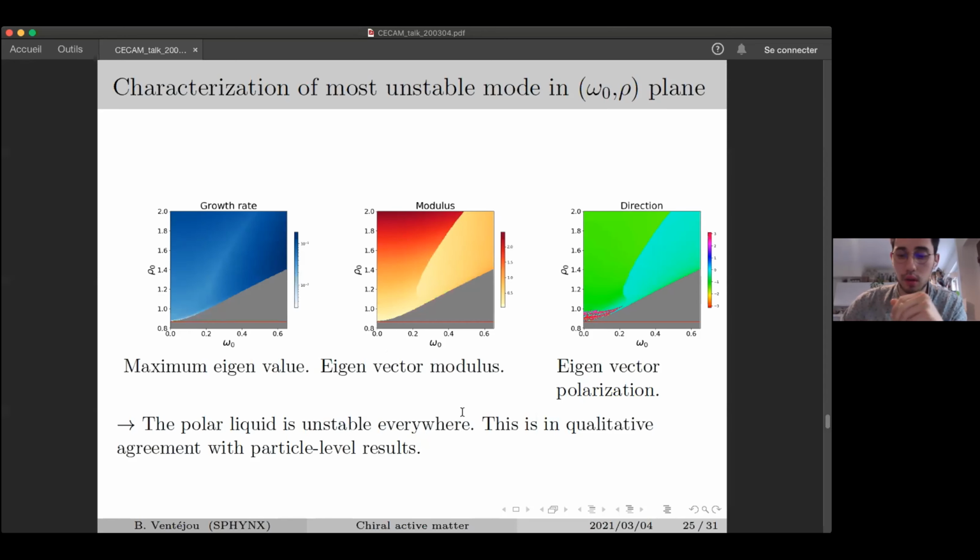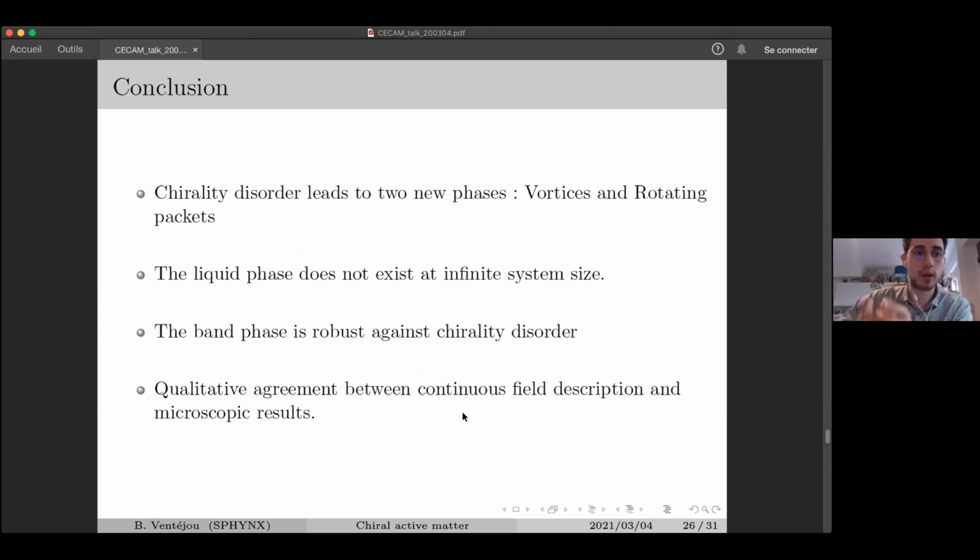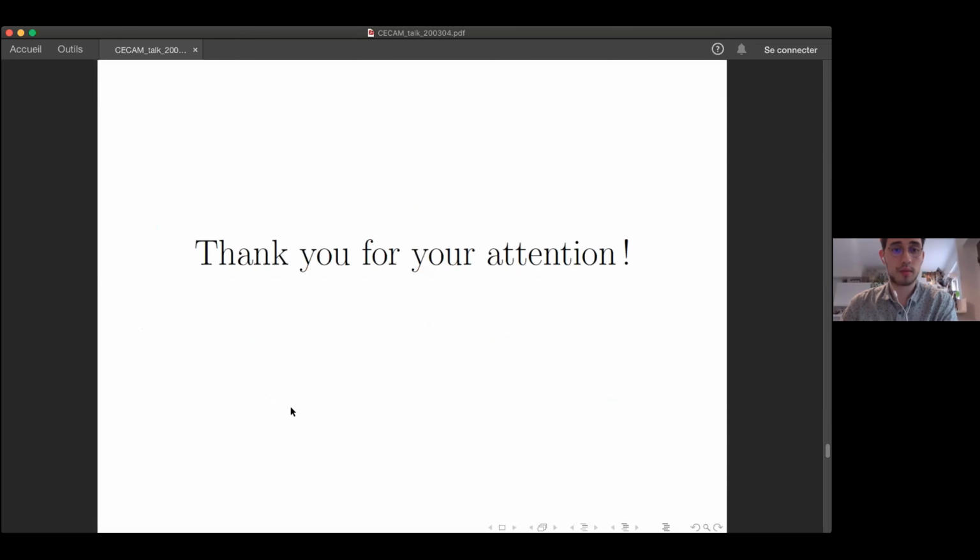So let me summarize the result of the Kuramoto-Vicsek model. We have seen that the chirality disorder leads to two new phases: the vortices and the rotating packets. The liquid phase does not exist at infinite system size, and the polar band phase is robust against the chirality disorder. Then we derived a hydrodynamic description of the Kuramoto-Vicsek model, and we get a qualitative agreement between this description and the microscopic result. Okay, so thank you for your attention.